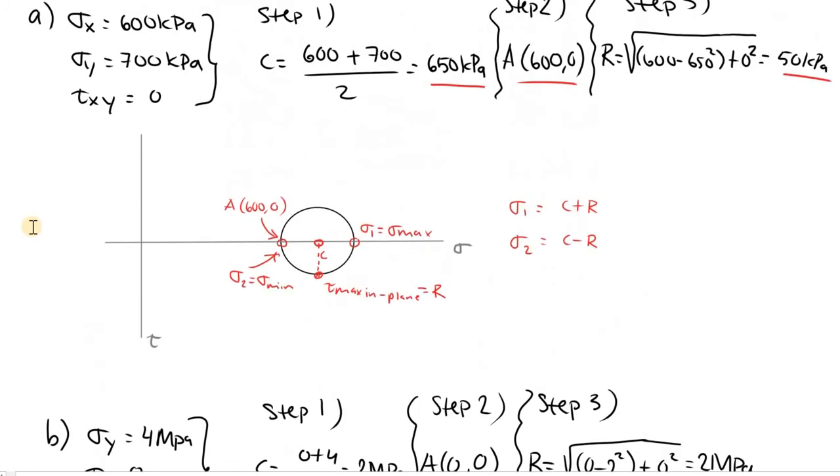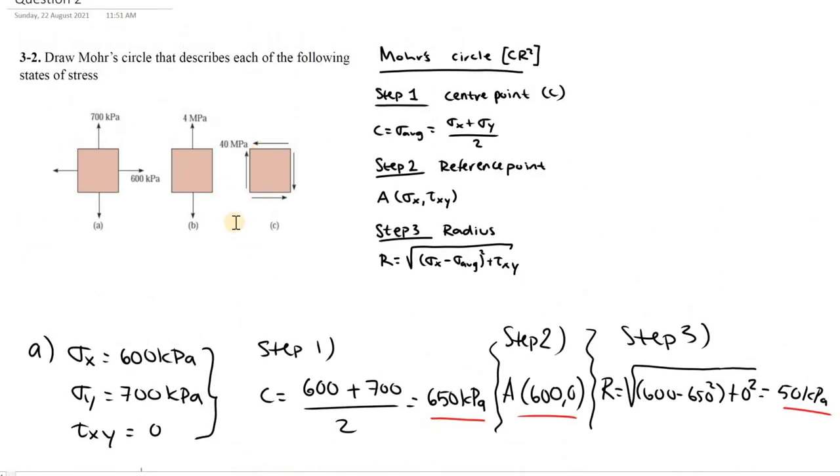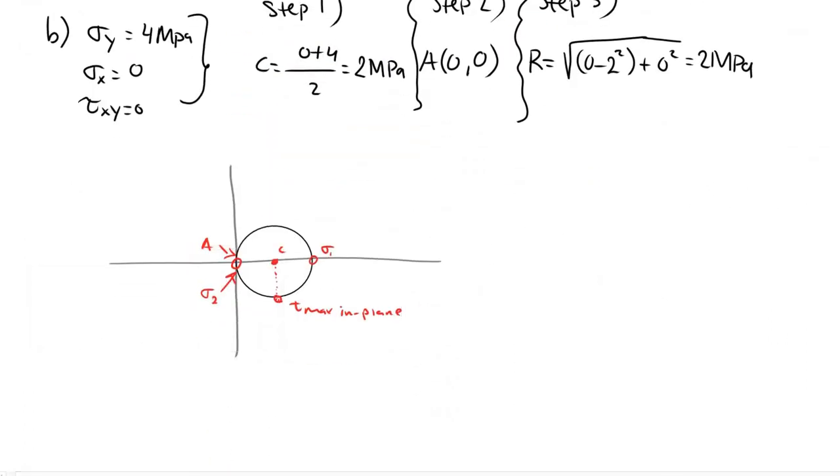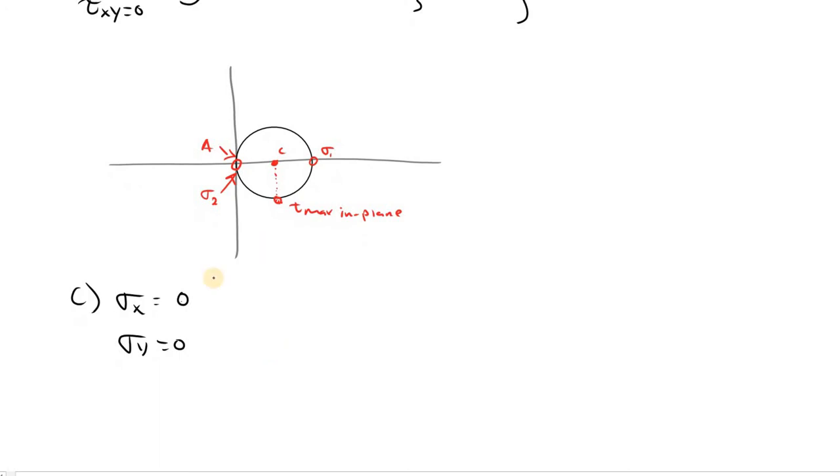Let's go ahead and do section C. So we don't have any normal stresses. We only have shear stress at 40 megapascals. So let's see what we've been given. For C, there's no stress in the normal x. There's no stress in the normal y. But we do have our shear stress, which is negative 40 megapascals.